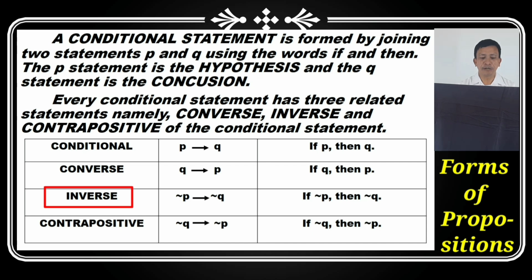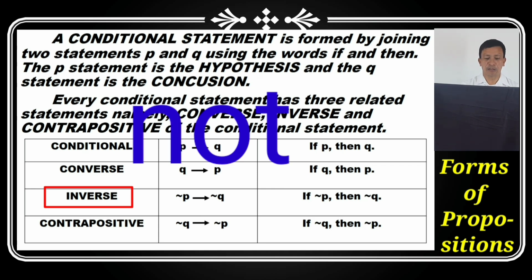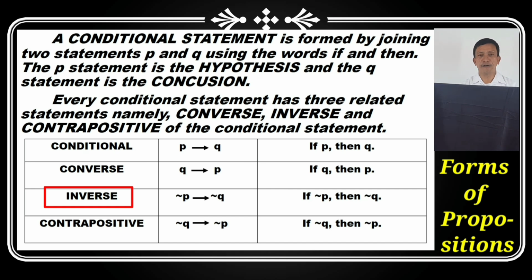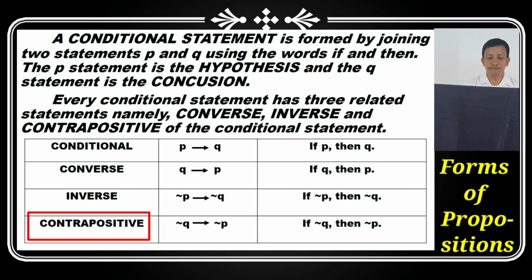Let us proceed to the inverse of a conditional statement. In this, we are negating the hypothesis and the conclusion by simply inserting "not" to them. So we have not P implies not Q, or if not P, then not Q. Next is the contrapositive. In this, we are interchanging the not P and not Q statements. So we have not Q implies not P, or if not Q, then not P.